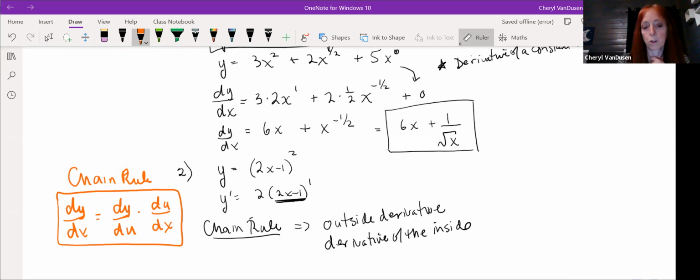So I haven't quite finished number 2 here. I did the derivative of the outside. So I took the 2 in the front, and then I subtracted the 1. So that part's done. Now I have to take the derivative of the inside. So we multiply by a further 2, because the derivative of 2x minus 1 is just 2. So our final answer here is 4 bracket 2x minus 1 to the first, or you can drop the exponent of the first and just write it as 4 times 2x minus 1.